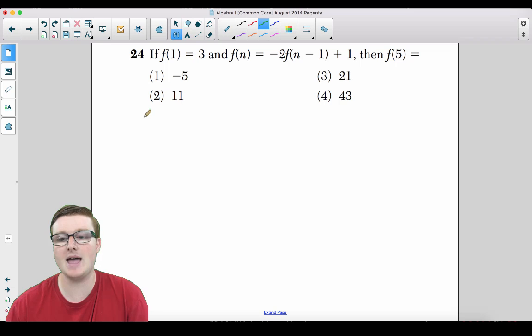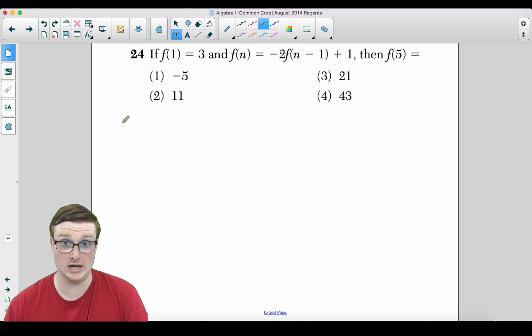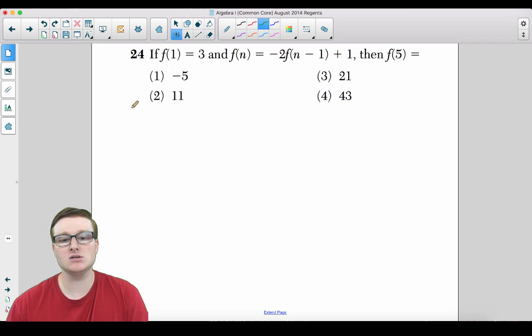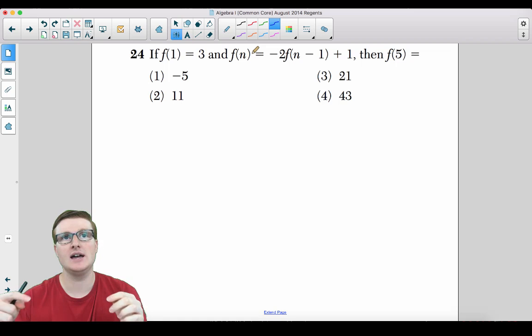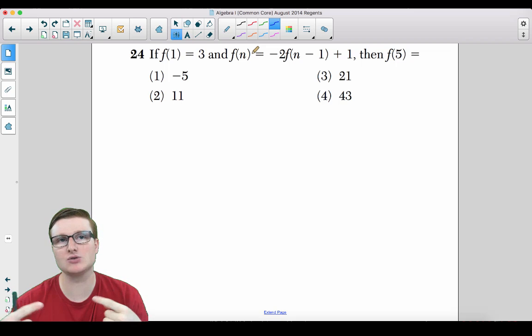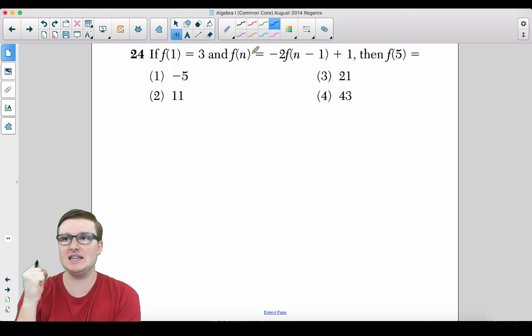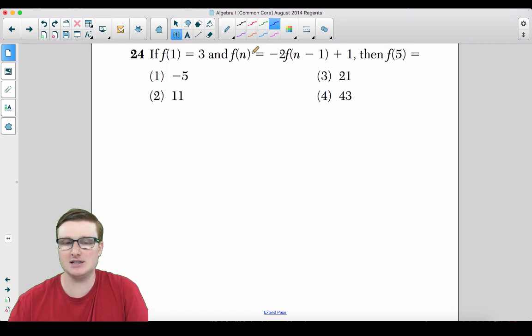Last question of the exam, and boy, oh boy, is this a long one. If f of 1 is equal to 3, and f of n is defined by this formula, negative 2 times f of n minus 1 plus 1, then what is f of 5? Okay, this is known as a recursive sequence. Recursion means that they give you the first term, and they give you a sequence to generate the following terms, and you could solve it easily.